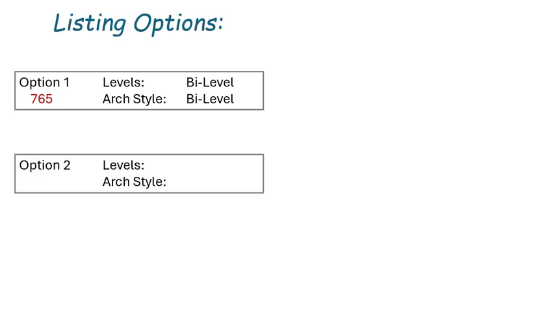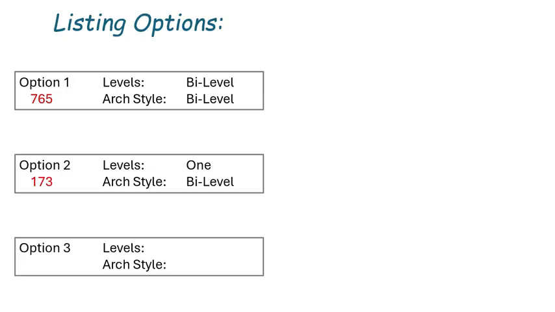We could do it another way. We could put 1 under the levels field and bi-level under architectural style. 173 were listed that way. And the third way is we can go with bi-level under levels and put something other than bi-level under architectural style. And there's 41 of them that were listed that way.